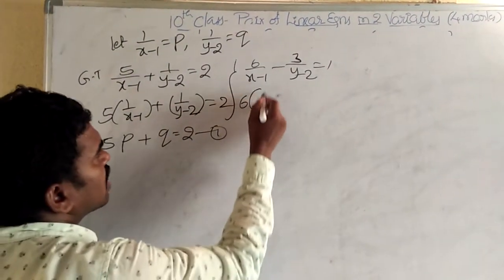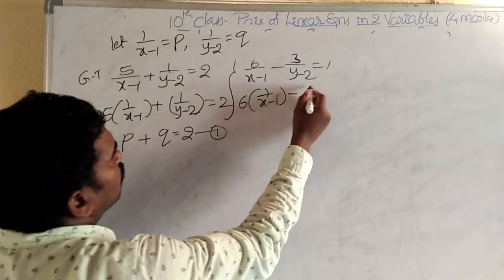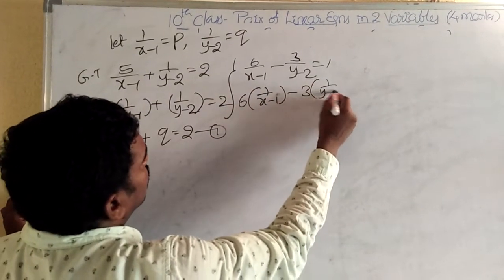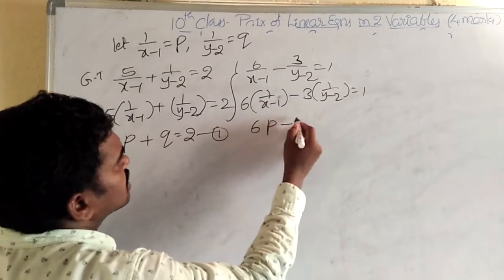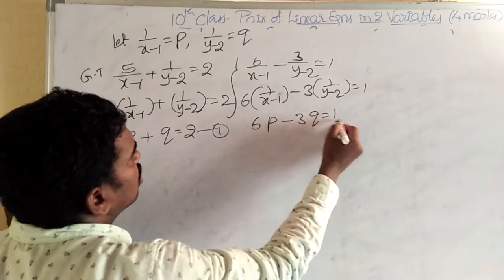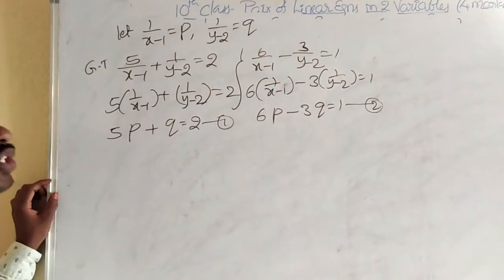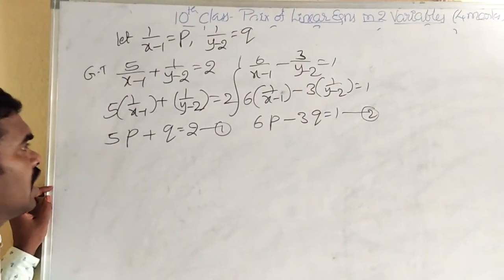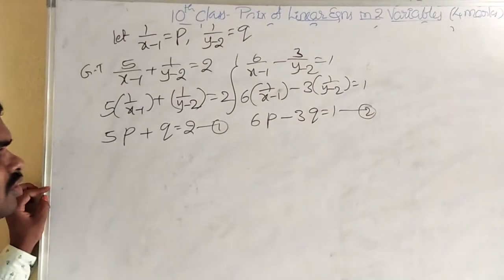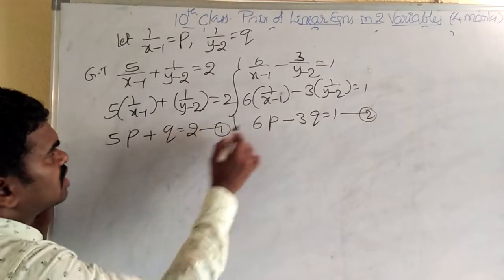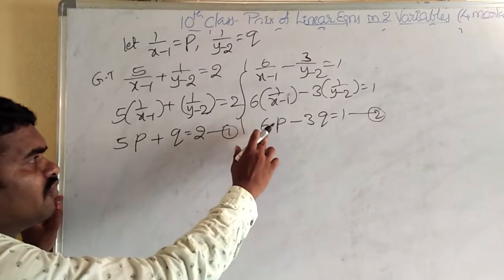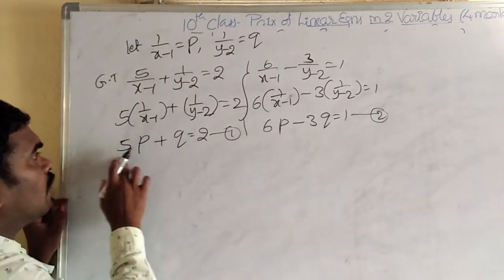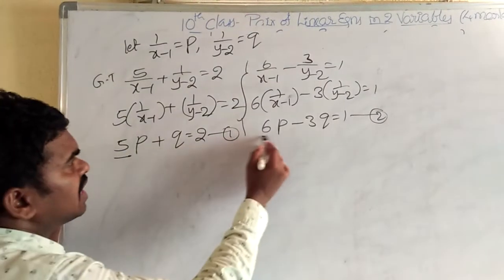Similarly, this is also written as 1 by x minus 1 minus 3 into 1 by y minus 2 is equal to 1. So this becomes 6 into p minus 3 into q is equal to 1. It is taken as equation 2. Okay? Now simplifying these two equations. Observe both equations. Here the p coefficient is 5, here the p coefficient is 6. We have to equate both the terms. Here it is 5p, here it is 6p.